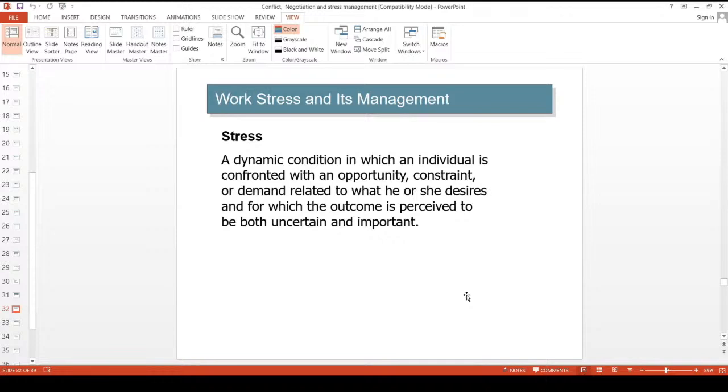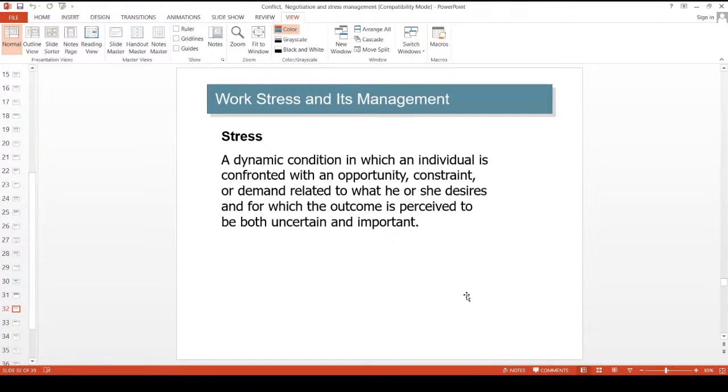Now again, stress is usually comprised of different situations. Now, what are these situations? Usually, the stress is there whenever you are confronted with an opportunity. Whenever you have a particular opportunity, you may be experiencing the stress.